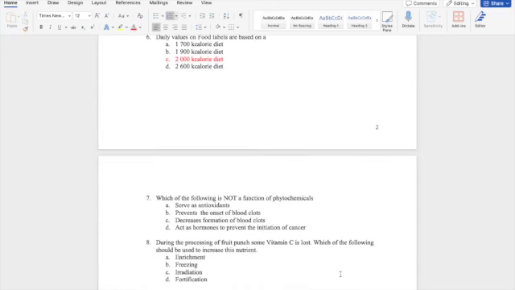Let's go to number 7. Which of the following is not a function of phytochemicals? So the answer will be prevent onset of blood clot. Sorry. All right, number 8. I was distracted. Sorry, number 8. During the process of food processing, some vitamin C is lost. Which of the following should be used to increase this nutrient? So we are to do enrichment.